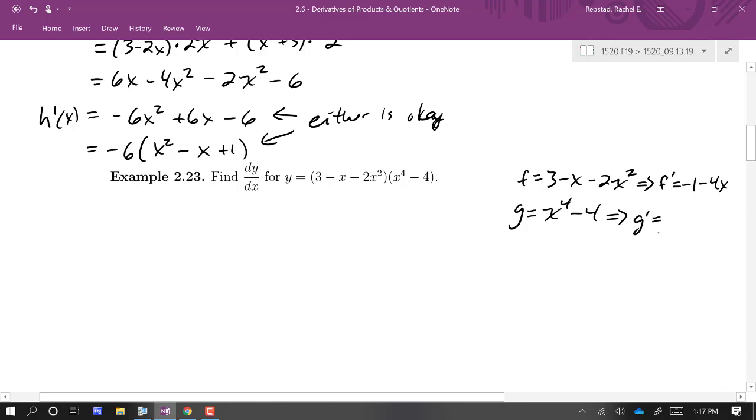It's like a little game. Keep guessing. You could do it. Close. 4x to the 3rd. Right? So we're practicing this rule right here that says the derivative with respect to x of x to the n is, we bring that power down in front, n times, and then we just reduce the power by 1.